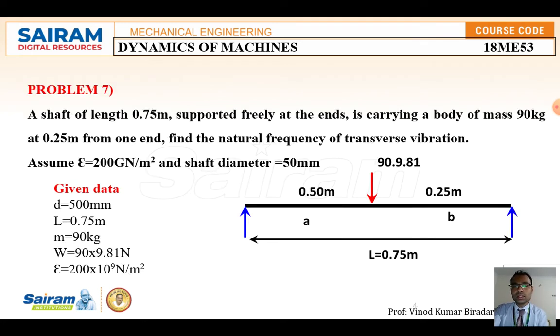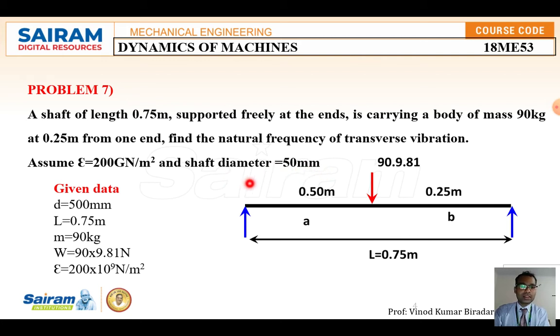The next problem is very important, problem number 7. I will read it here. This is also very important from the point of view of the examination. A shaft of length 0.75 meter, supported freely at the ends, is carrying a body of mass 90 kg at 0.25 meter from one end. Find the natural frequency of the transverse vibration. Assume E, the Young's modulus, is equal to 200 giganewton per meter square, and the shaft diameter is 50 mm.